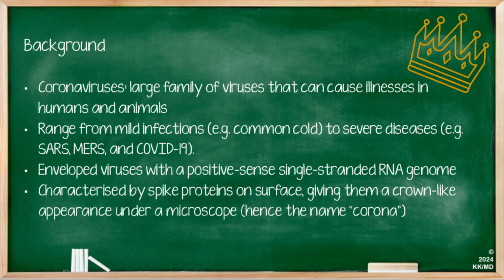The background of this is that coronaviruses are actually a large family of viruses that can cause illness in both humans and animals. They range from mild infections, which include the common cold, to very severe diseases such as COVID-19, or, a few years before that in the UK, there was quite a large interest in Middle Eastern respiratory syndrome. These are enveloped viruses with a positive sense single-stranded RNA genome, characterized by spike proteins on the surface, giving them a crown-like appearance under the microscope, hence the name corona, which is Latin for crown.